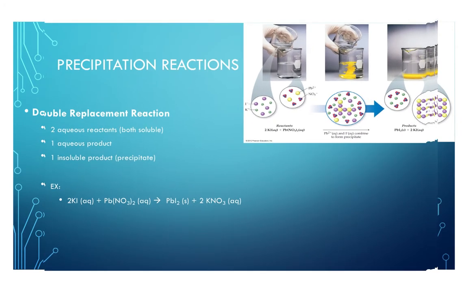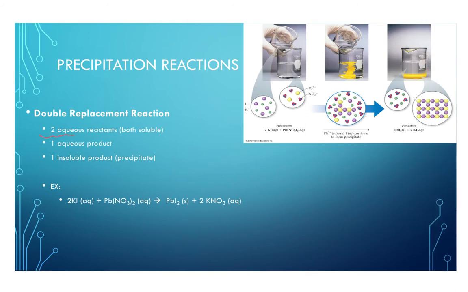Precipitation reactions are a kind of double replacement reaction where you start out with two aqueous reactants. Both are soluble. In an example down here, we've got potassium iodide and lead nitrate, both aqueous, meaning that they're both soluble in water and both dissolved.